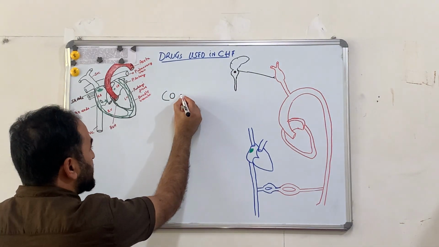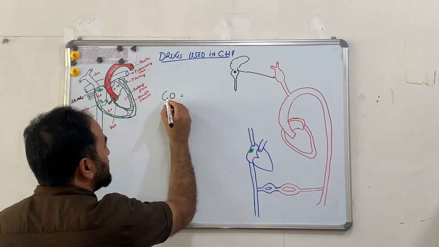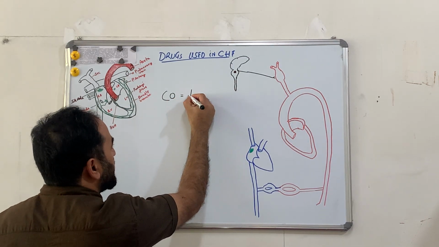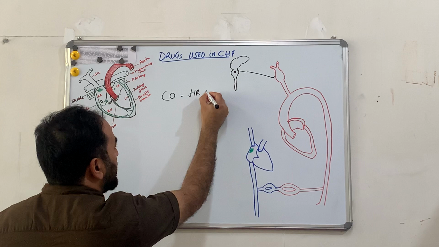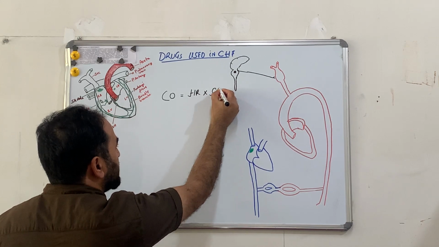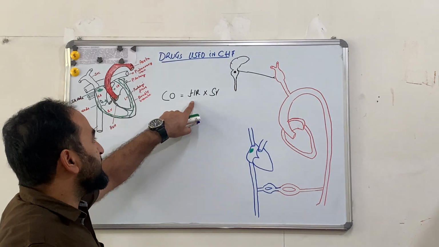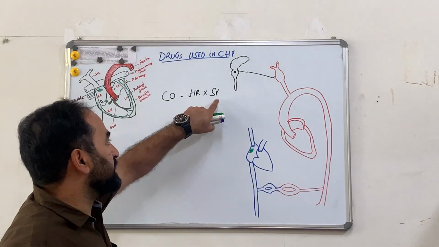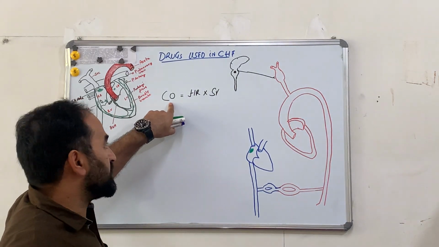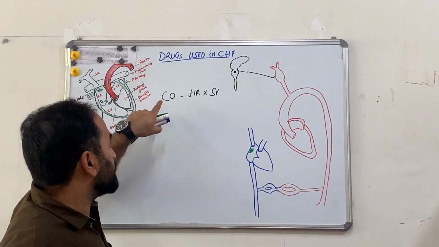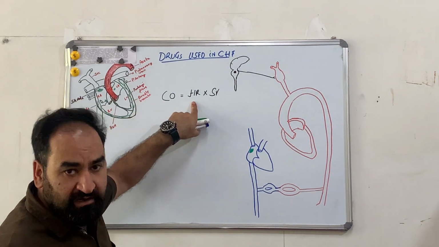Cardiac output has a relationship with the heart rate and stroke volume that is directly proportional. That means if you increase the heart rate, you increase the cardiac output. If you increase the stroke volume, you increase the cardiac output. Now, what is the cardiac output? To understand the cardiac output, you need to understand the heart rate.